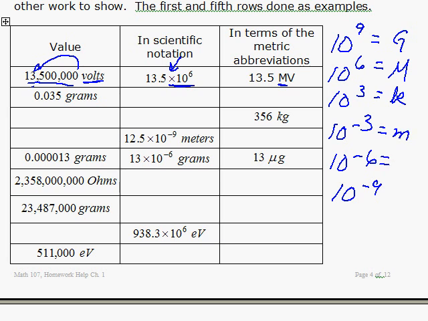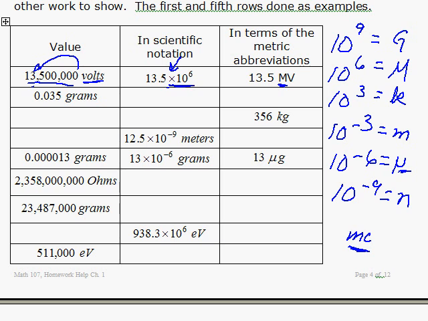10 to the minus 6 can be replaced by the Greek letter mu, like this, or it can be replaced by mc, especially in medicine, where they don't use mu, they use mc. And then 10 to the minus 9 is nano, so you can replace it by n. So you see here, this whole business times 10 to the 6 got replaced by M. Let's try on this one that's shown here.